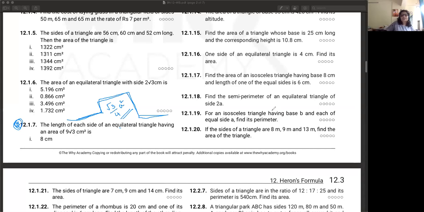Okay, so the correct answer is 6 centimeters. This is how you get it. You're given the area to be 9 root 3 centimeters square, right? So we know the area of a right angle triangle, so we'll do this 12.1.7. Area of the triangle is root 3 by 4 into a square, which is equal to 9 root 3 centimeters square. This is what is given in the question.